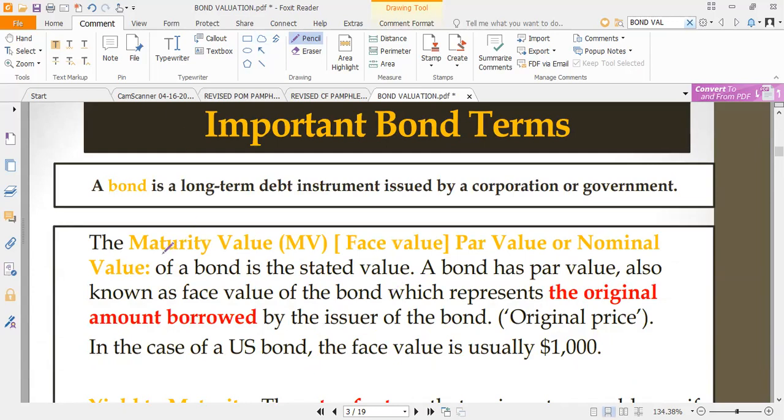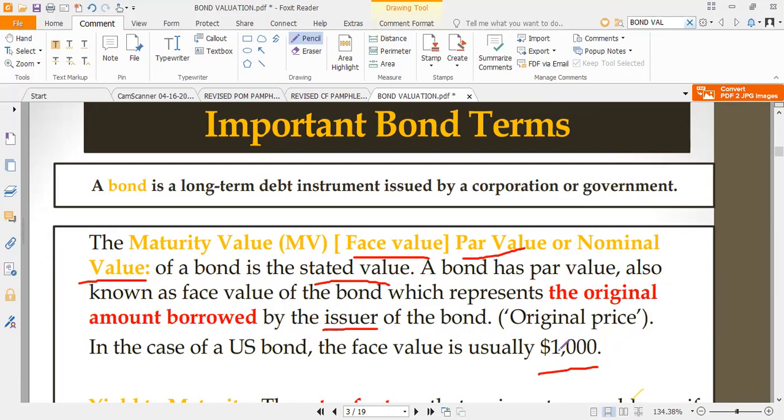There's what is called the maturity value, which is also called the face value, sometimes also known as the par value or the nominal value. This is in fact the stated value of the bond. It is actually how much this bond is being borrowed for by the issuer of the bond. So the one who's issuing the bond is actually the borrower. So the original price of the bond is called the face value. Usually it's $1,000.